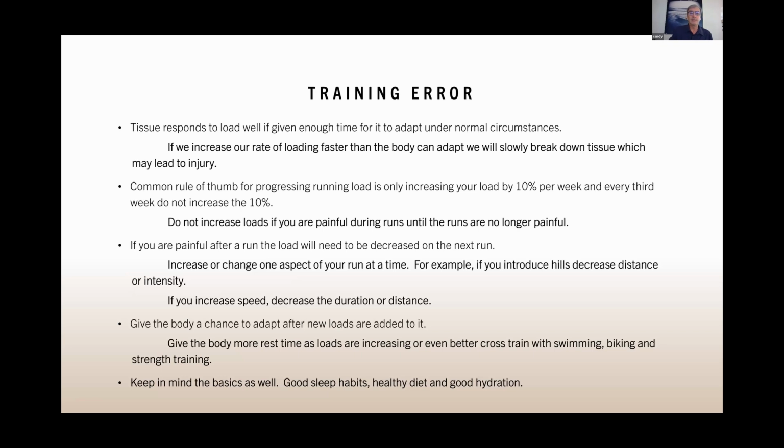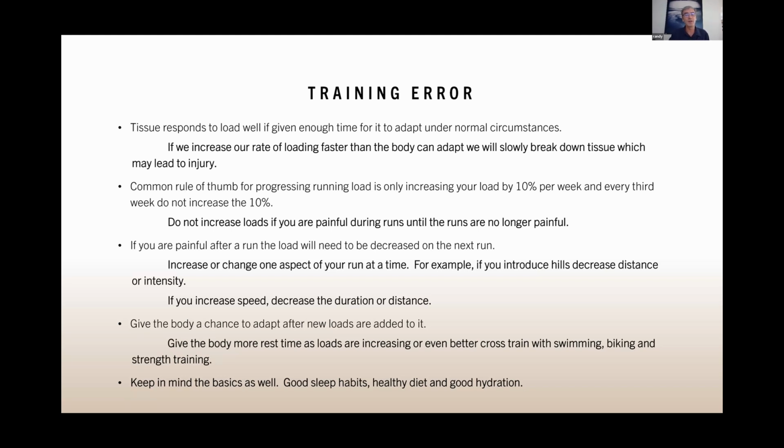So training error is a common one. The tissue responds to load well if it's given enough time to adapt under normal circumstances. If we increase our rate of loading faster than the body can adapt, we will slowly break down the tissue, which may lead to injury. A common rule of thumb for progressing your running load is only increasing your load by 10% per week. And every third week, you take a break from the increase. You just hold it steady on the third week to give your body even more time to adapt to those increased loads.